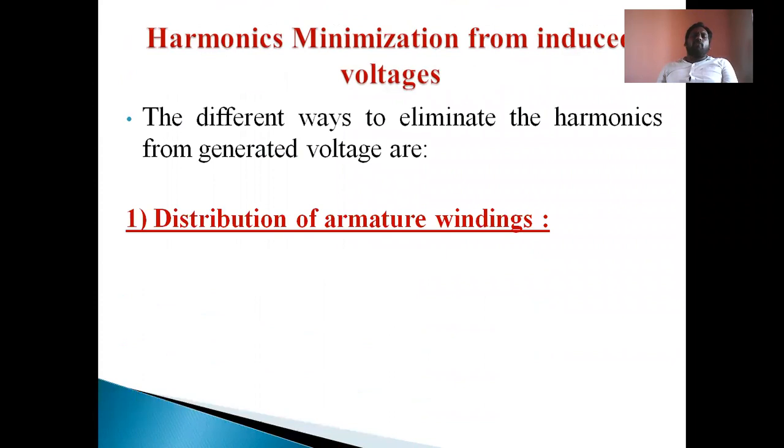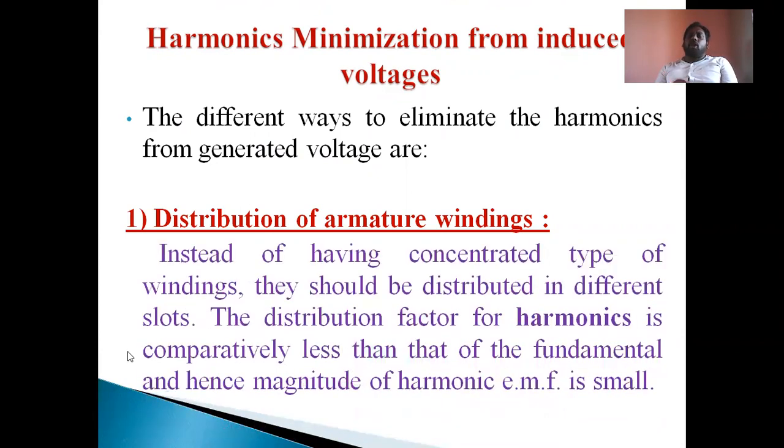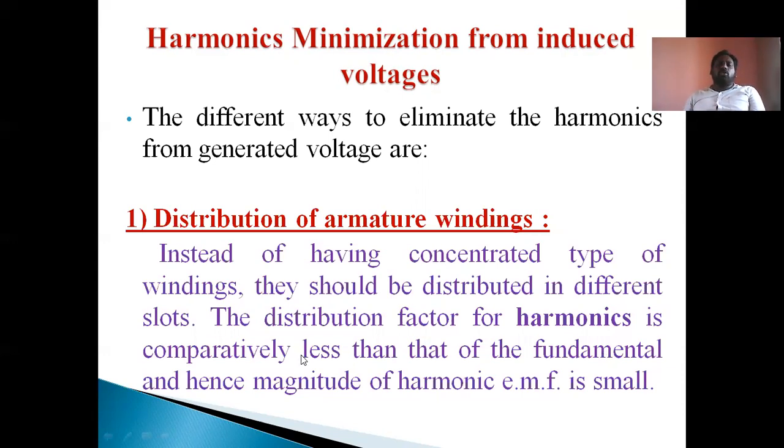So here actually you have 5 methods. First one is the distribution of armature windings. When armature windings are distributed over all the slots of the circuit, what happens? The air gap can be reduced, and the distribution factor can also reduce. When the distribution factor KD is reduced, the magnitude decreases, as we already discussed with the pitch factors. So then what happens? Harmonics can also be eliminated.